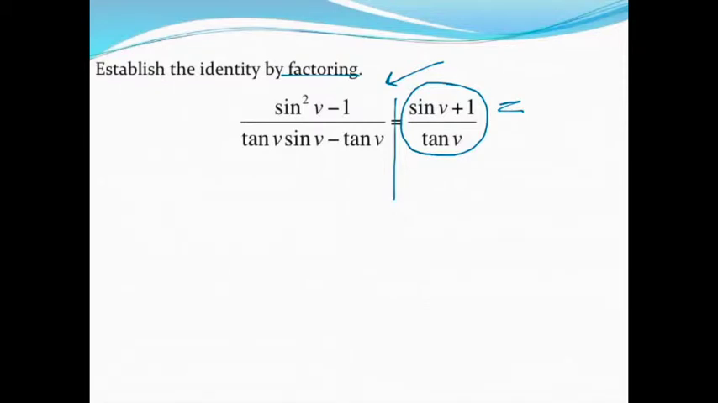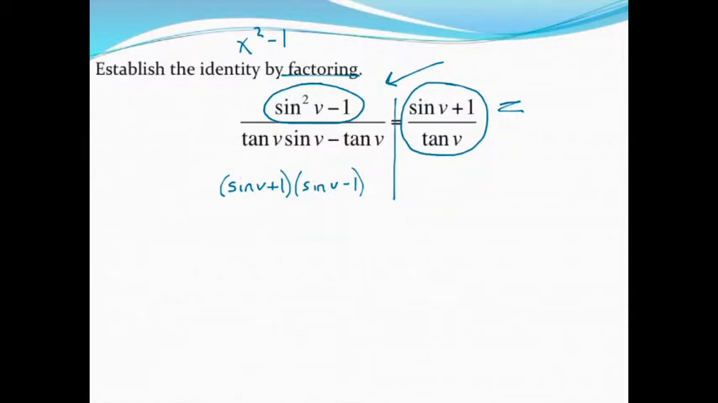So let's try to do this by factoring. In the numerator, I see sine squared of v minus 1, and right away I recognize that as a difference of two squares. Something you may have factored in the past may have looked like x squared minus 1, two terms that are both perfect squares and they're being subtracted. So I can factor this similarly to how we'd factor x squared minus 1. It would factor into sine of v plus 1 and sine of v minus 1. Okay, the only difference between those two parentheses is one's plus, one's minus.